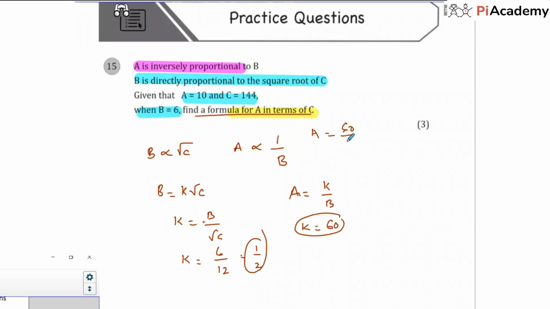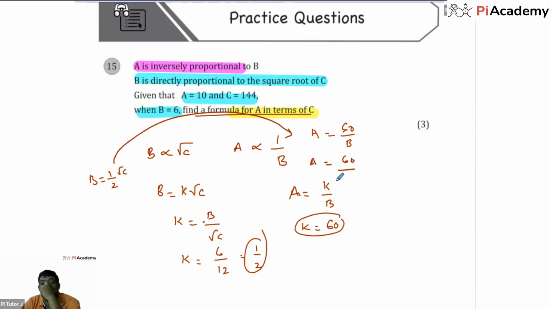Yes, 60 over B. And the other equation, we got B equals half times root C. So then what we do is substitute in B into A equals 60 over B and get the answer. So A is equal to 60 over half root C, right? So the half goes out, that's it.